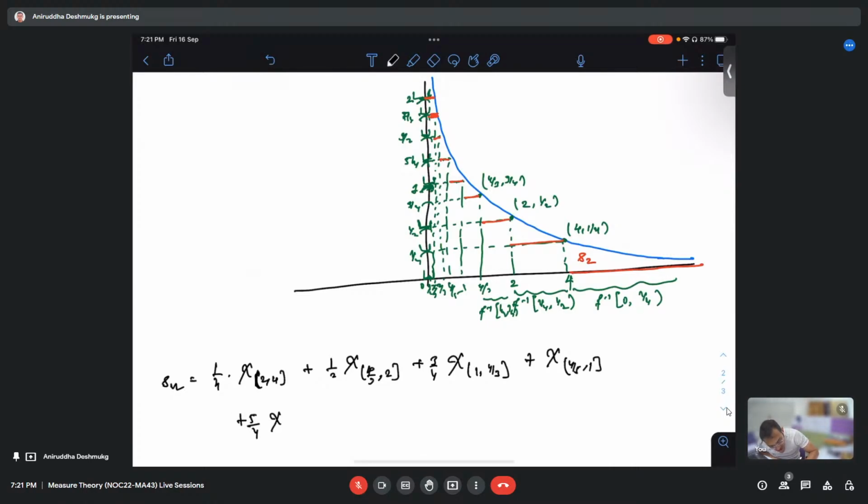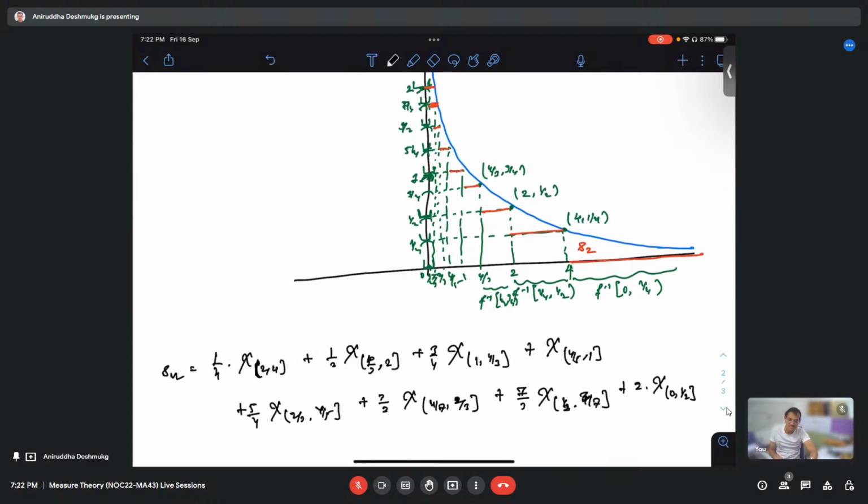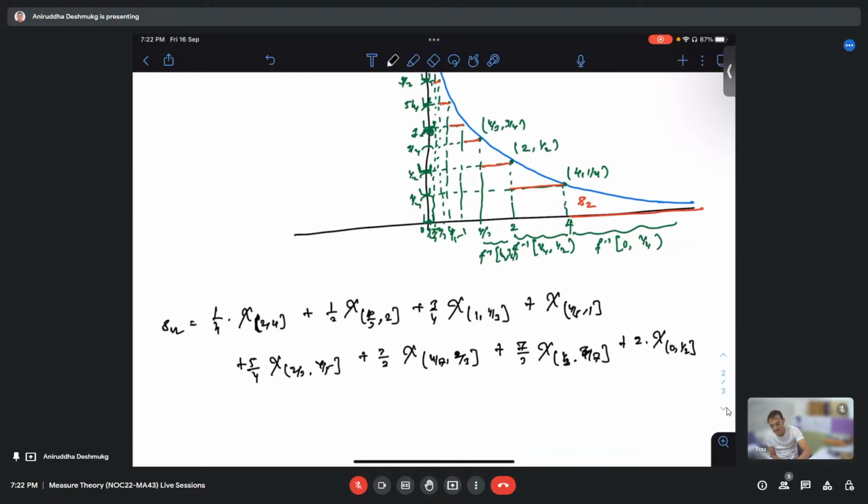plus 5 by 4 chi of, the next one is [2 by 3 to 4 by 5], plus 3 by 2 chi of [4 by 7 to 2 by 3], and then there is just one other thing, 7 by 3 chi of [half to 3 half to 4 by 7], and the last one, that is 2 times chi of [0 to half]. And then we can continue doing this. This is our S2.